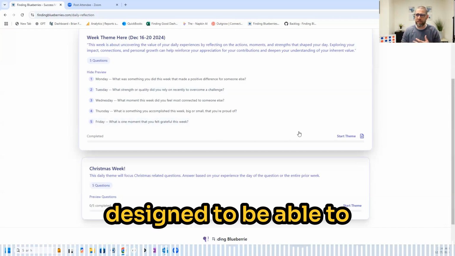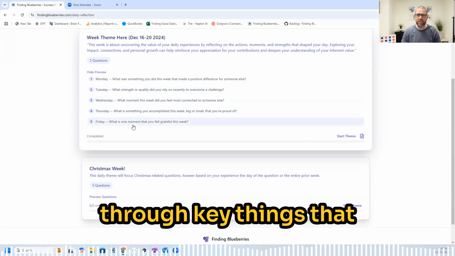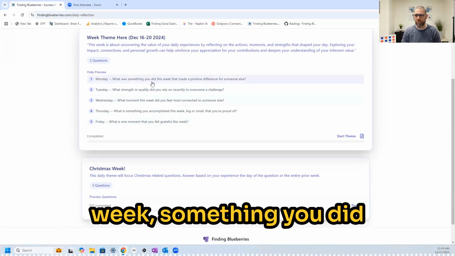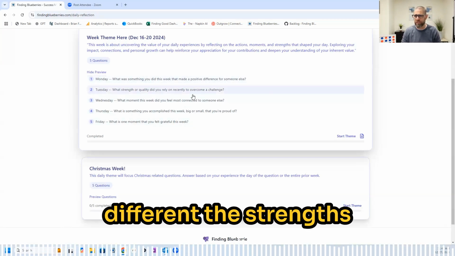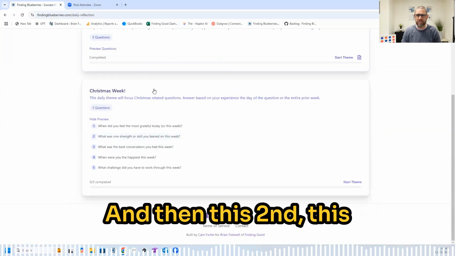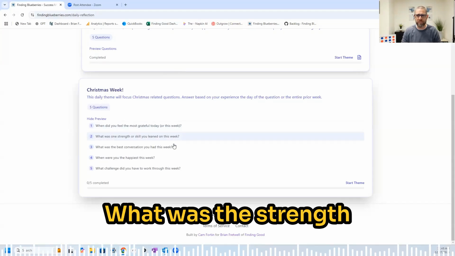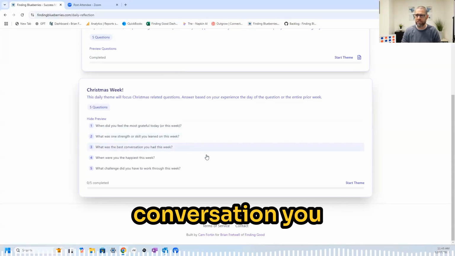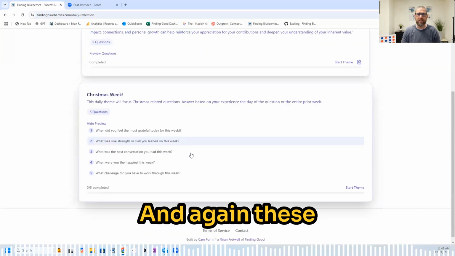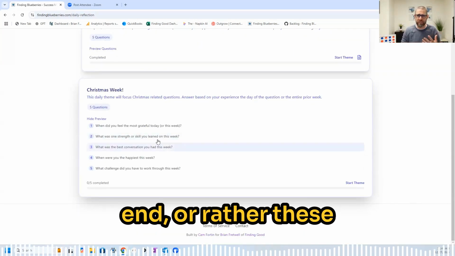But these are designed to have a summary created each week that looks through key things that happened during the week. Something you did that made a positive difference, the strengths or quality you relied on. And then this Christmas week, when did you feel the most grateful this week? What was the strength or skill you leaned on? What was the best conversation you had this week? And again, these questions are going to create those value summaries at the end.